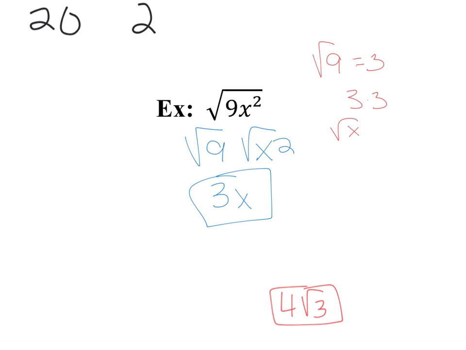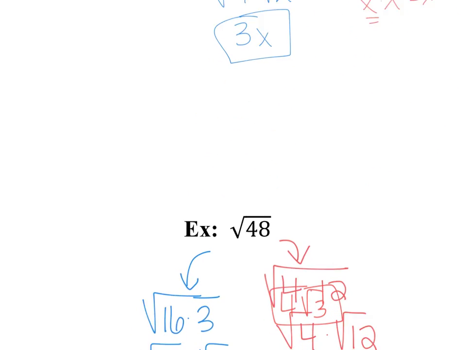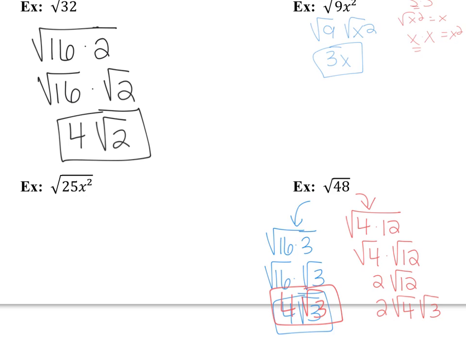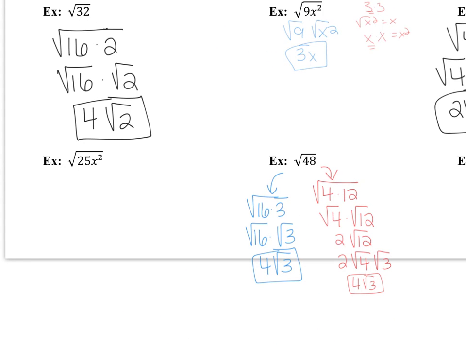Same thing with x squared. It's got to be x, because x times itself would be x squared. So here the square root is 3, here the square root is x. So on the next one, if I do the same idea, I would split it into the square root of 25 and the square root of x squared, which would give me 5x.